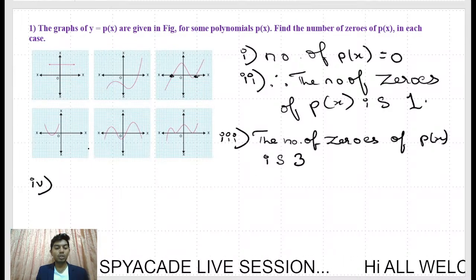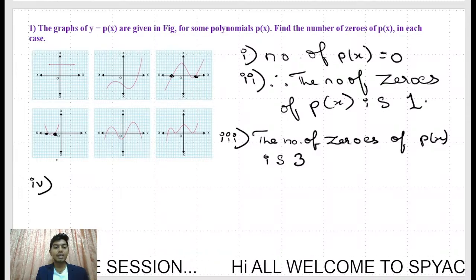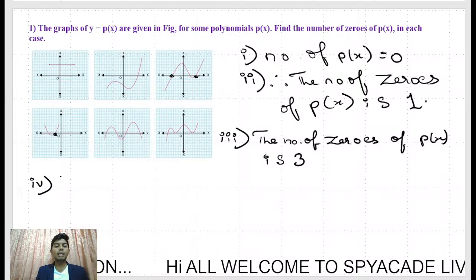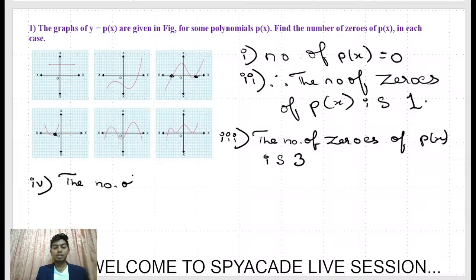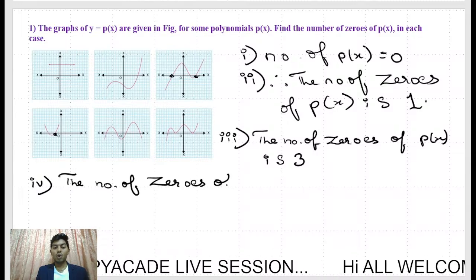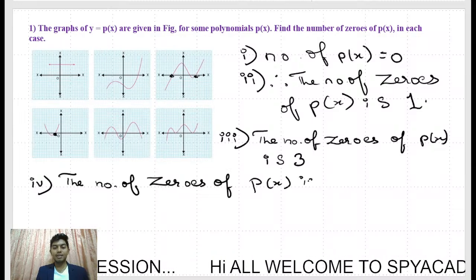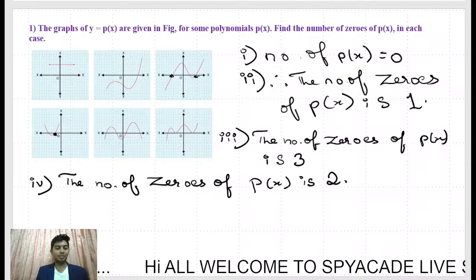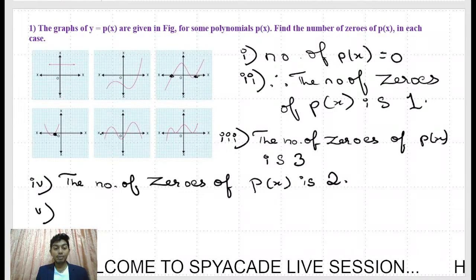Let's move on to the fourth one. Just to check, at how many places is the graph crossing the x-axis? At 2 points. So we can write the number of zeros of p of x is going to be 2. That's it, right? And then the fifth one, how many places?